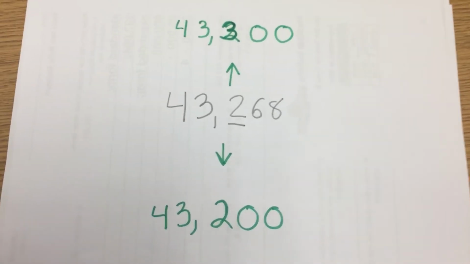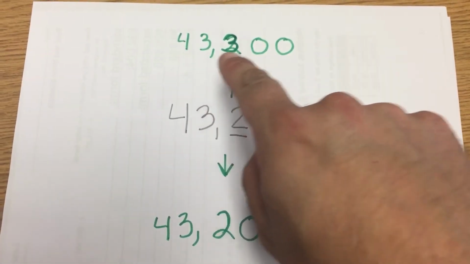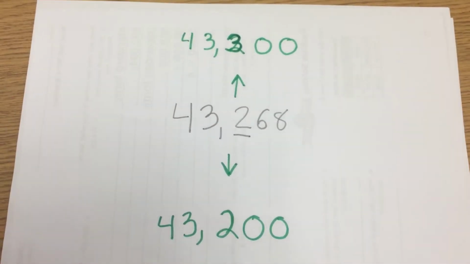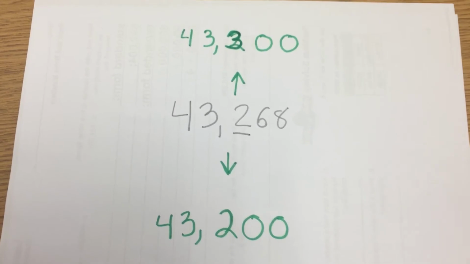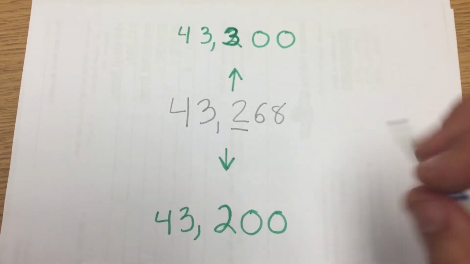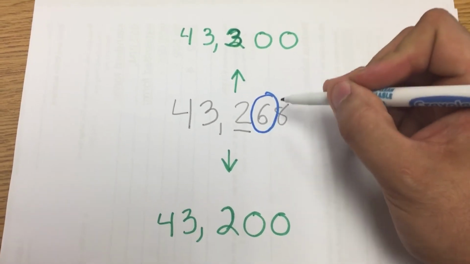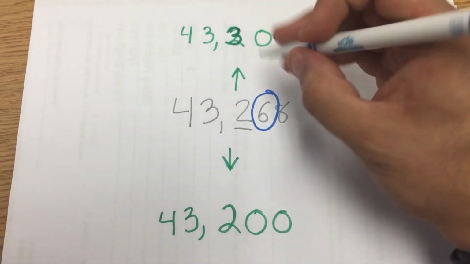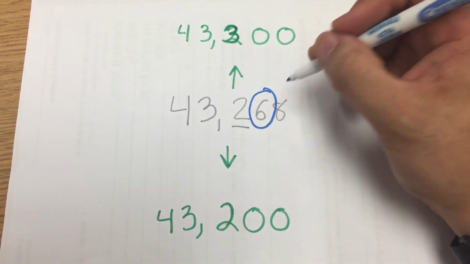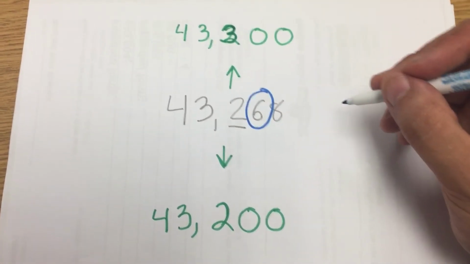So it tells me that I'm going to round to either 43,300 or 43,200. We have to decide which one. The way we do that is we look to the right of the place value that we're rounding to, and this is going to help us make that decision. Here's where we use that rhyme again. 5 or more, let it soar. 4 or less, let it rest.